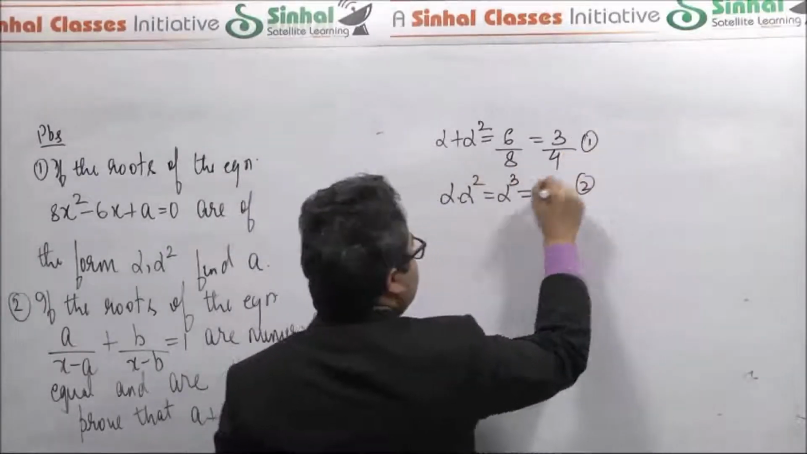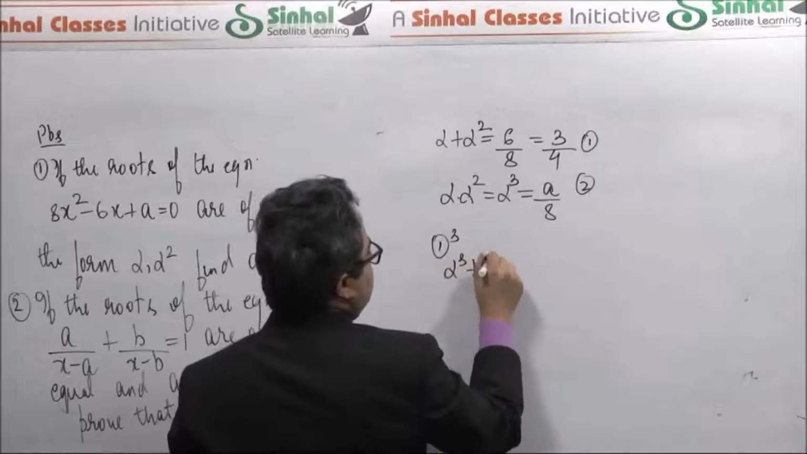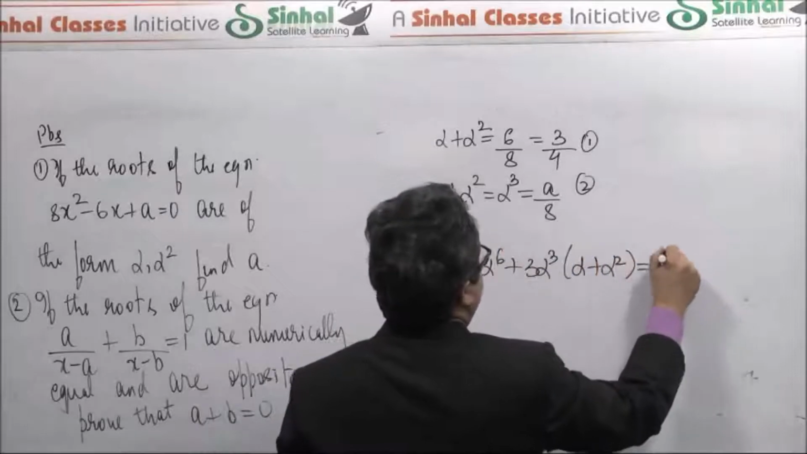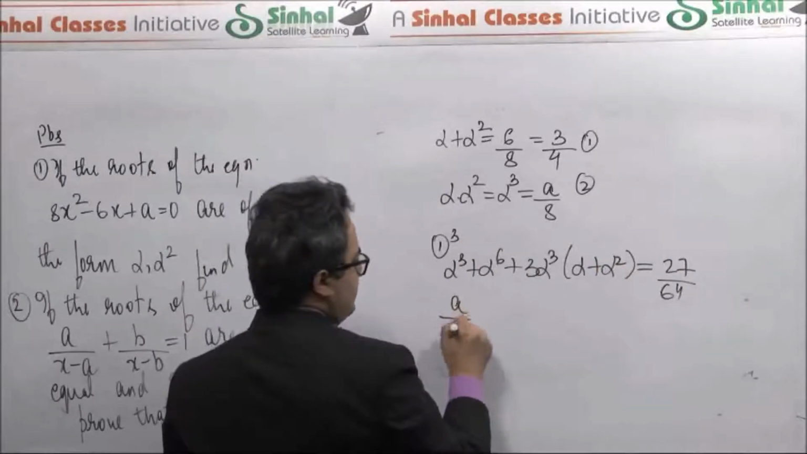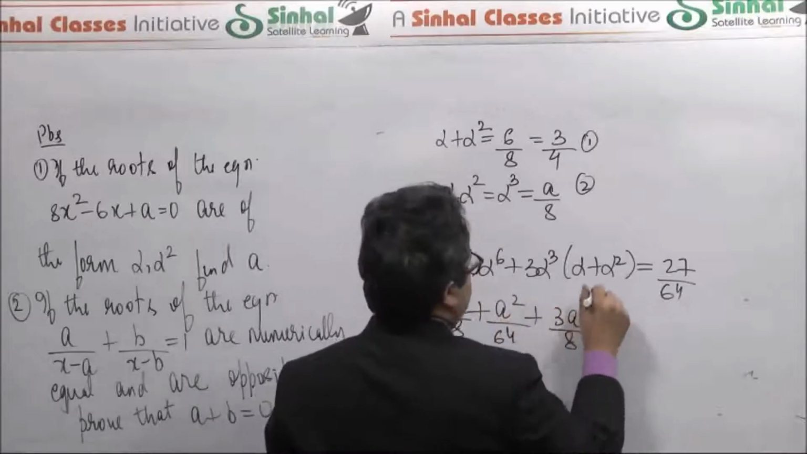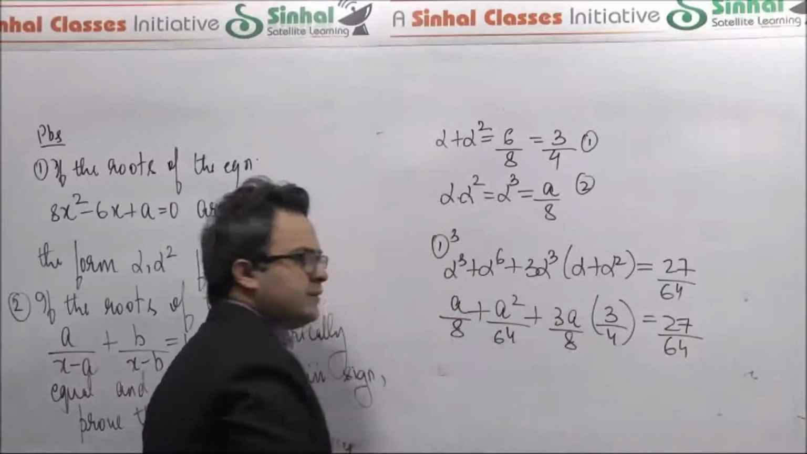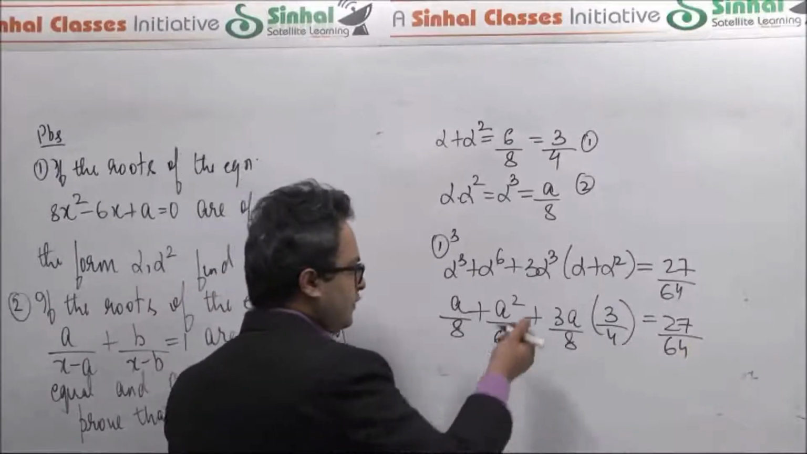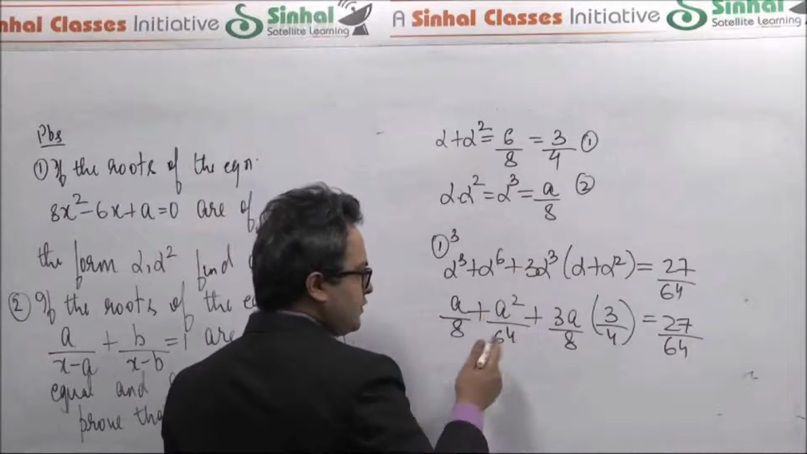So these are two equations that we get, and now we want to eliminate alpha from them. Let's cube the first. That will give us alpha cube plus alpha raised to 6, and substitute the value of alpha cube as a by 8. So a by 8 plus something. You've eliminated alpha, and you get a quadratic in a. So just solve for it.